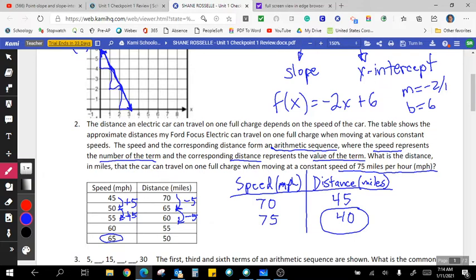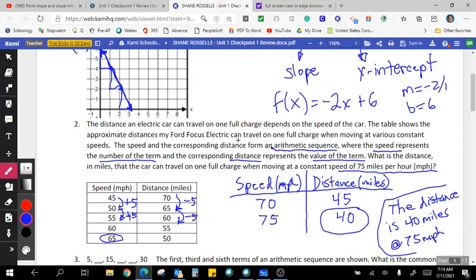It says, what is the distance in miles that the car can travel on one full charge? The distance is 40 miles at 75 miles per hour. Okay, so that's my answer. And that's how I always want to go back to things and put them into the context of the problem.